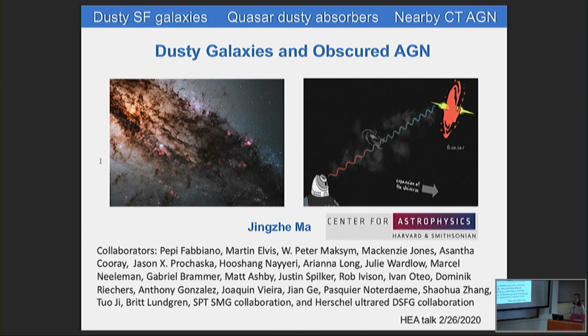Today I'm going to talk about my research in the past few years, mostly on dusty galaxies. I will also talk about my current research on nearby Compton-thick AGN working with Pepe and Martin.